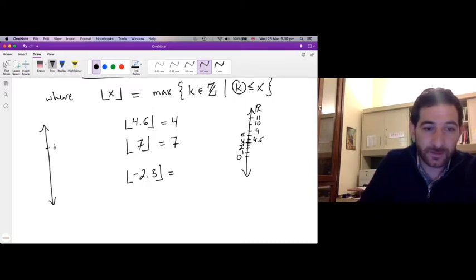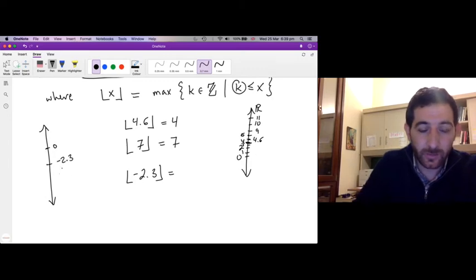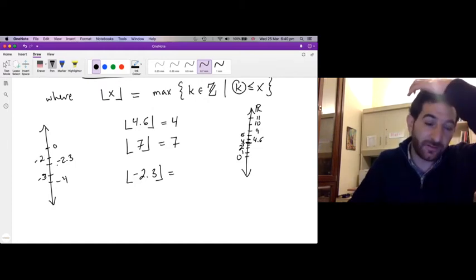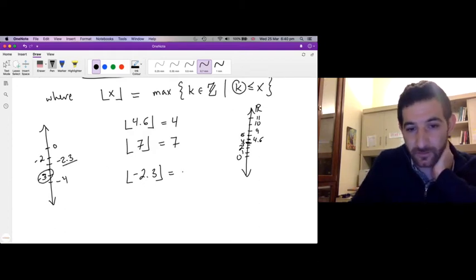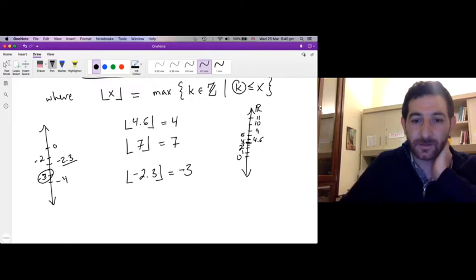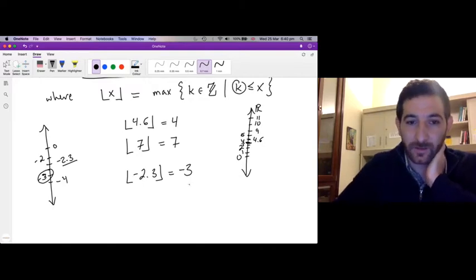So here is 0, say, here is negative 2.3, and I want to look at all integers below negative 2.3. For example, here is negative 4, here is negative 3. Where is negative 2? Negative 2 is here, right? It's above negative 2.3. So what is the largest integer below this number? It is negative 3. So the floor of negative 2.3 is negative 3.